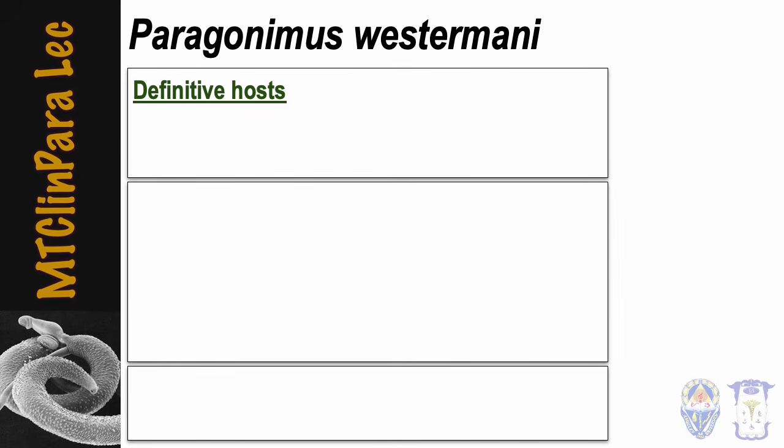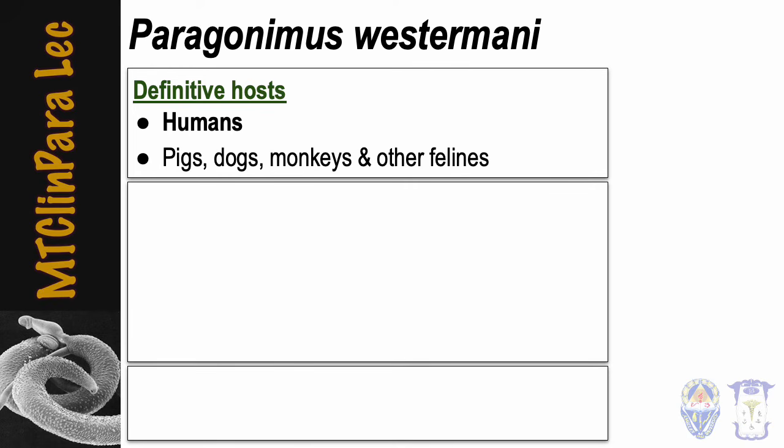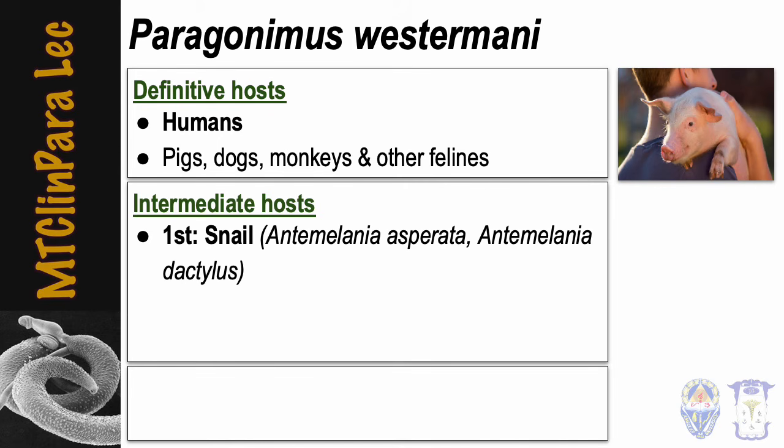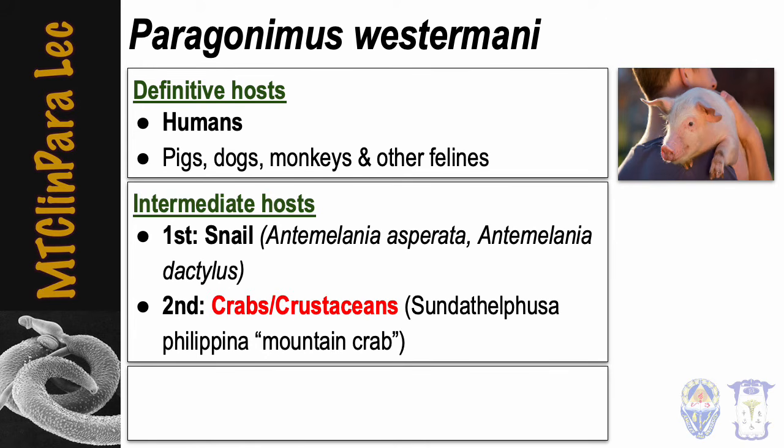For the life cycle, the definitive hosts of Paragonimus are still humans. Pigs, dogs, and monkeys and other felines such as cats may also be natural definitive hosts. For the intermediate hosts of Paragonimus, can you still remember? Of course, the first one is snail, and the second one is crab. So for Paragonimus westermani, the second intermediate host is crabs or crustaceans.